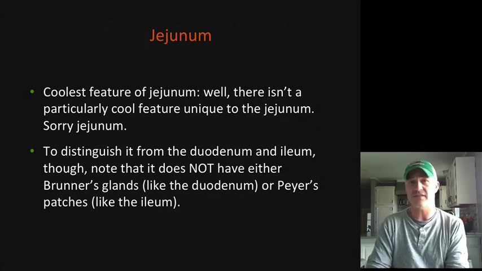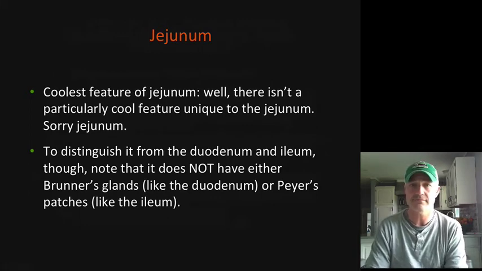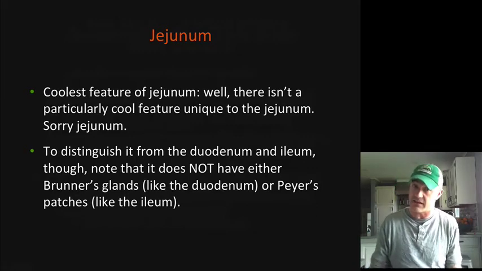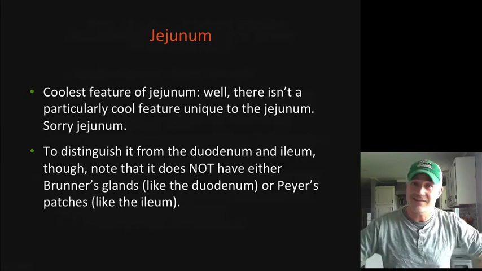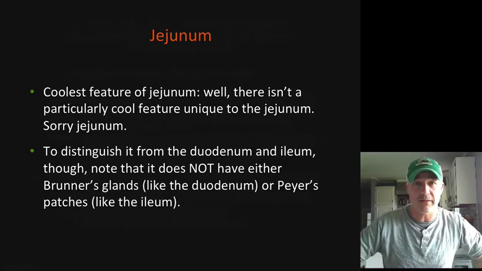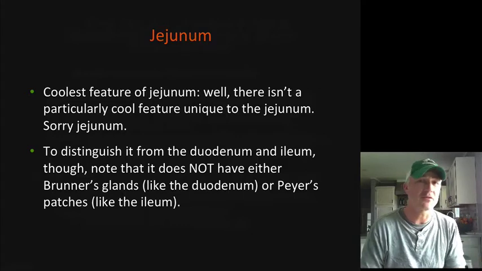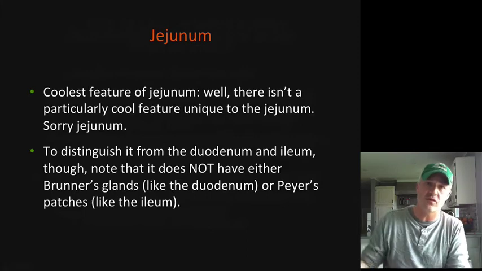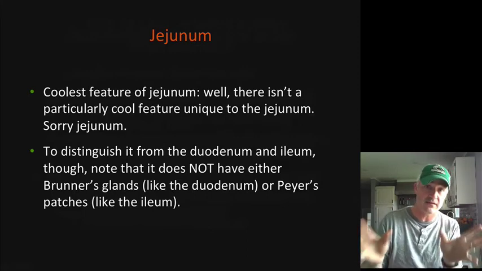The jejunum, what makes a jejunum special? Simple answer, nothing. It doesn't have Brunner's glands, it doesn't have Peyer's patches, and therefore it is distinct from the other two. Like it says there, sorry jejunum, you have nothing special about you, but you're special because you're not special. And I'm just joking around. But the main difference here, no Peyer's patches, no Brunner's glands, that which makes the jejunum distinct.